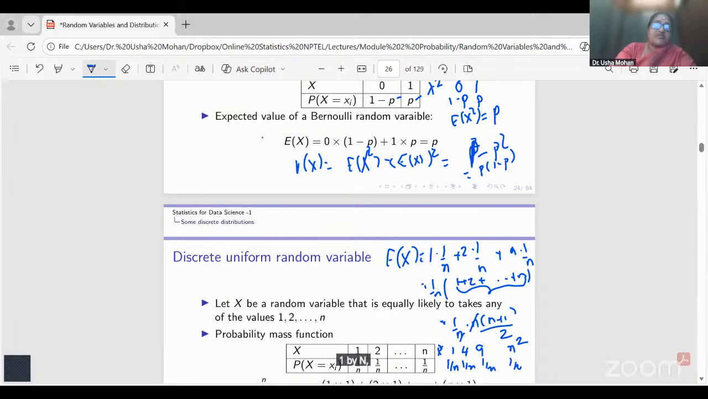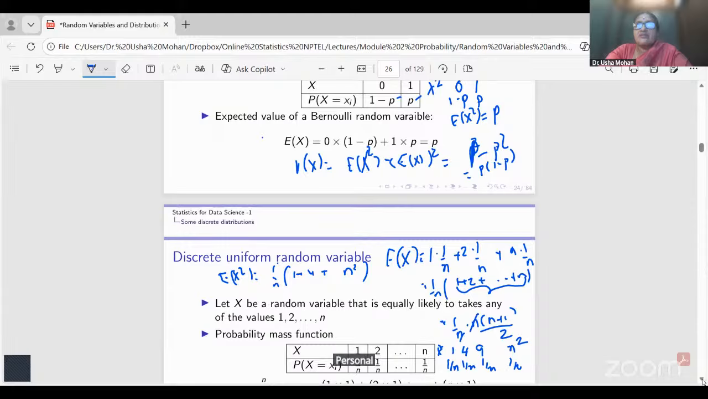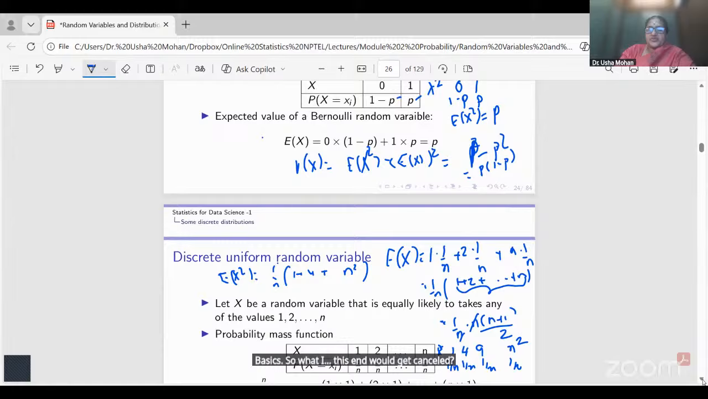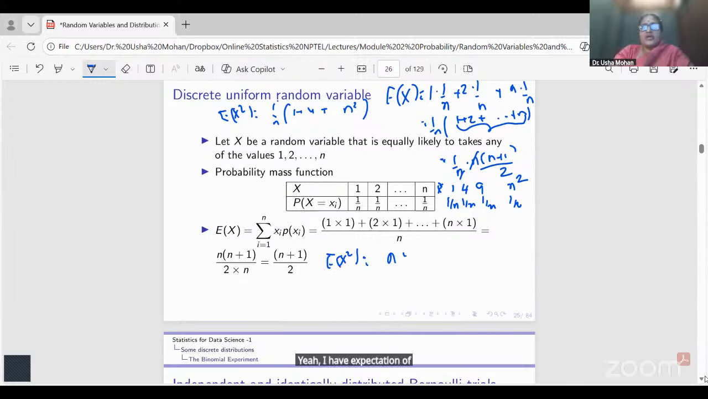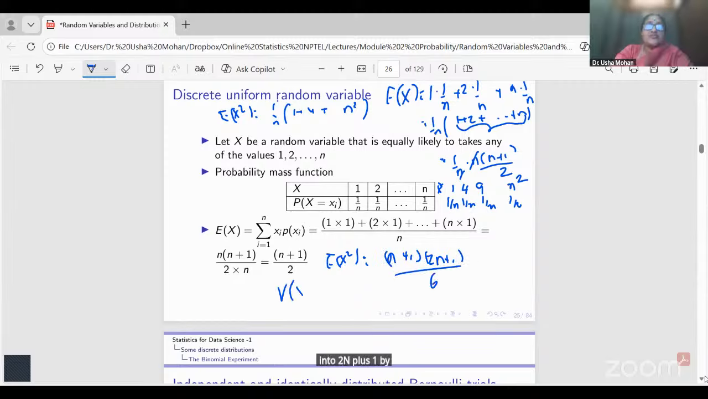So what is the expectation of x square? 1 into 1 by n plus 4 into 1 by n plus up to n square into 1 by n, which is 1 by n into 1 plus 4 plus up to n square. What is 1 plus 4 plus up to n square? n into n plus 1 into 2n plus 1 by 6. So this n would get cancelled. So the expectation of x square would be n plus 1 into 2n plus 1 by 6. Would you all agree? Yes, ma'am. So the expectation of x square is n plus 1 into 2n plus 1 by 6. So what would the variance of x be?